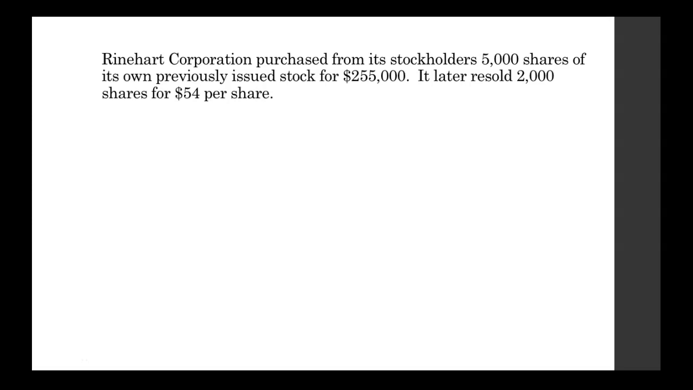Now we need to journalize the first time that we are selling back these shares, right? So the information at the top reiterates that we initially purchased 5,000 shares for $255,000. And then it says it later resold 2,000 shares for $54 per share. So now we're selling stock. So if we're going to sell stock, what are we going to get back? We're going to get back cash. Now, we are getting cash because we are selling treasury stock. So we need to increase our cash with this debit, but also decrease treasury stock with a credit. So we're decreasing our treasury stock because we're selling it now. So we don't have as much treasury stock left after this sale that we made.